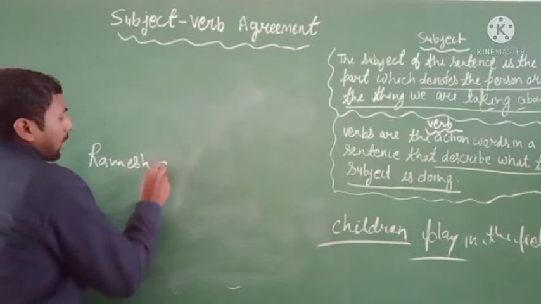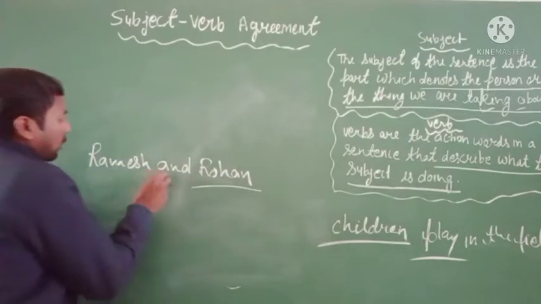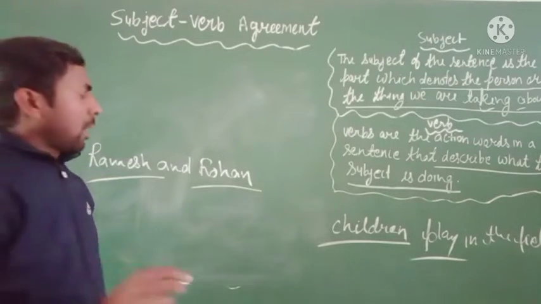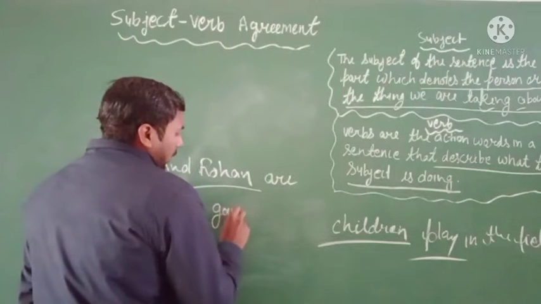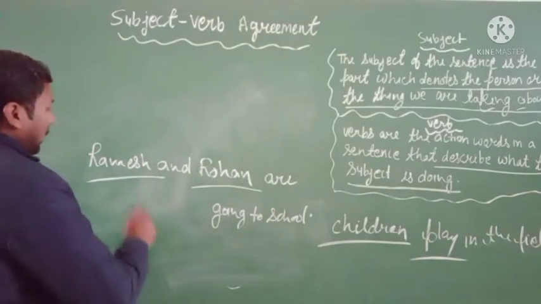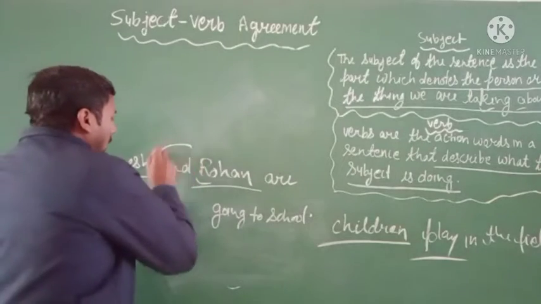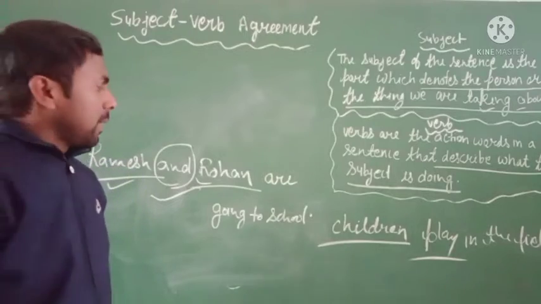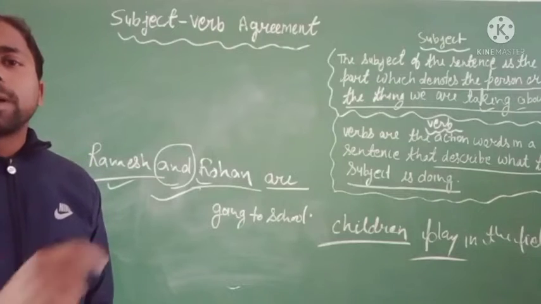I gave you an example like Ramesh and Rohan. You have to see here are two persons, Ramesh and Rohan. And now you can use: are going to school. If two persons are used, both are singular number and connected with the conjunction and, then its verb will always be in plural form. It is a simple rule.